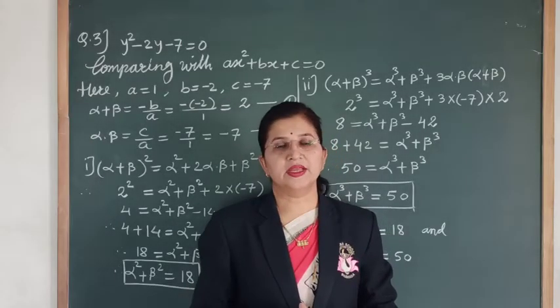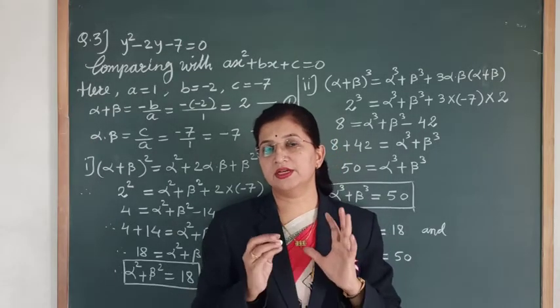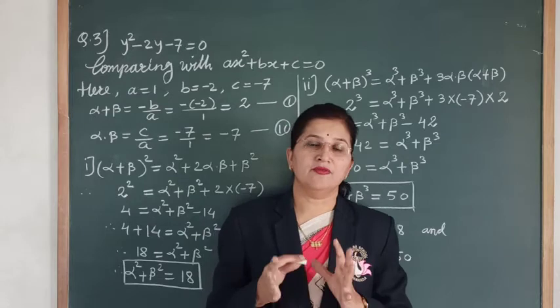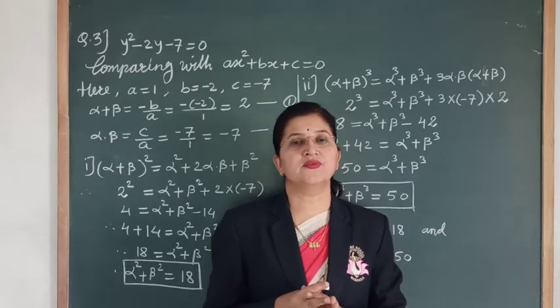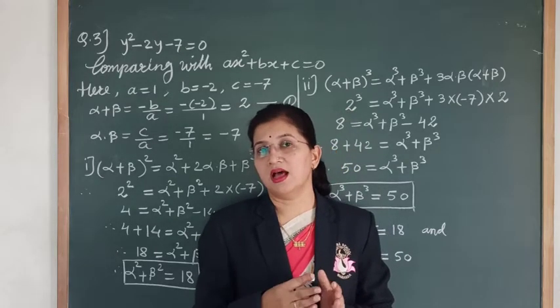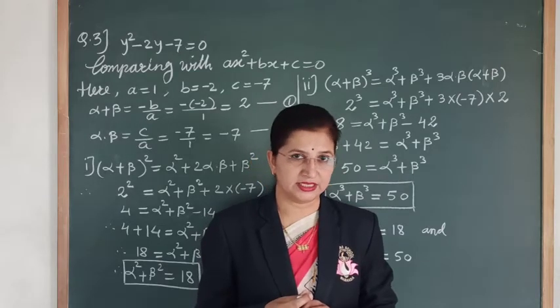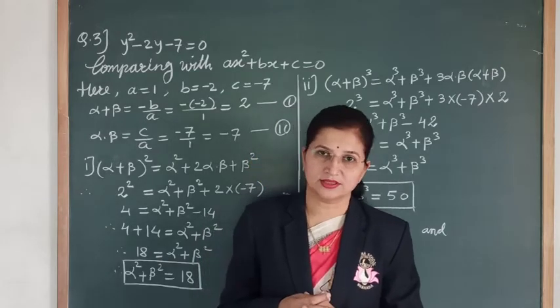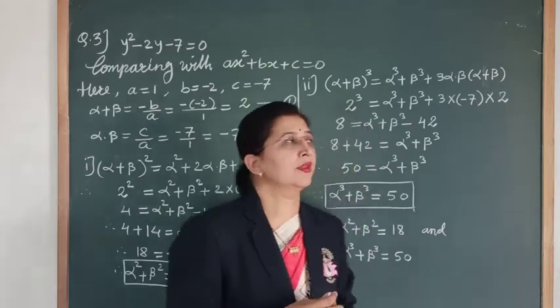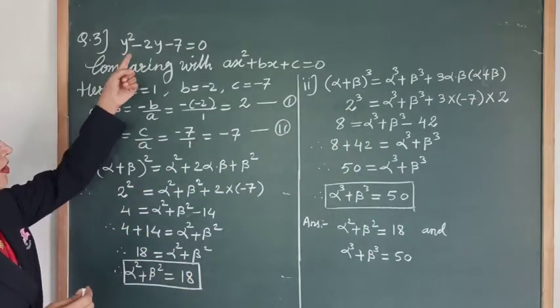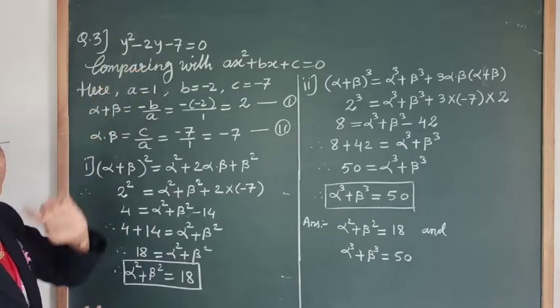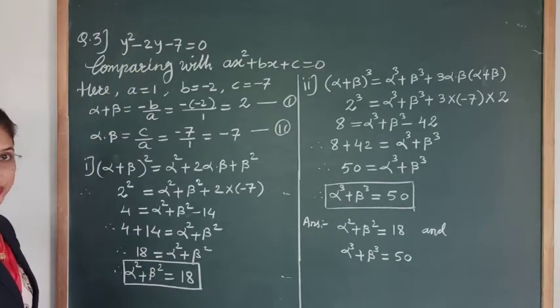Dear students, in this question we are given the quadratic equation, and from that quadratic equation we are asked to find out the value of alpha square plus beta square as well as alpha cube plus beta cube. So let's see how to solve this question. Here the equation is y square minus 2y minus 7 is equal to 0.